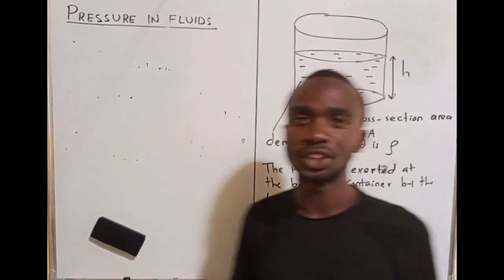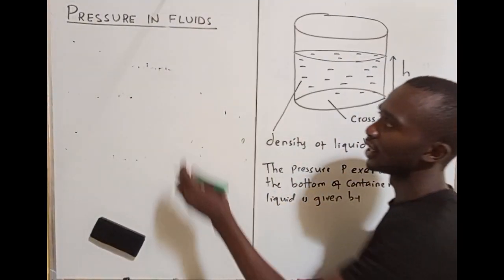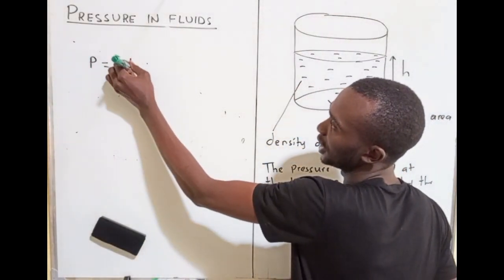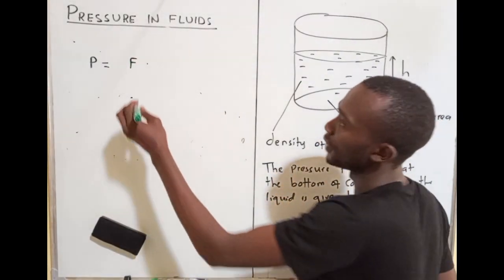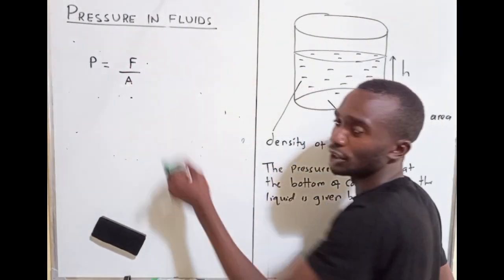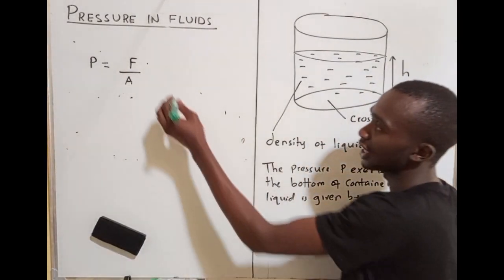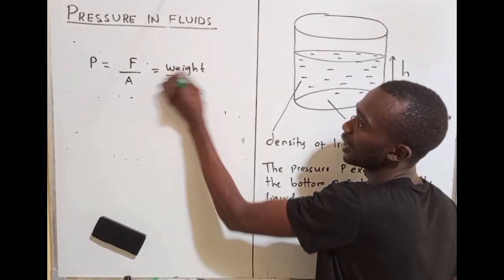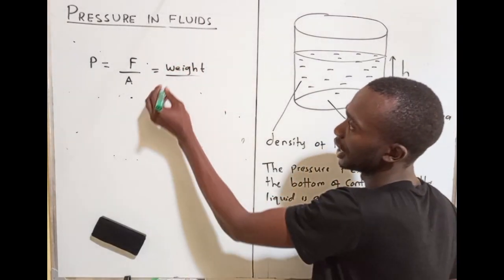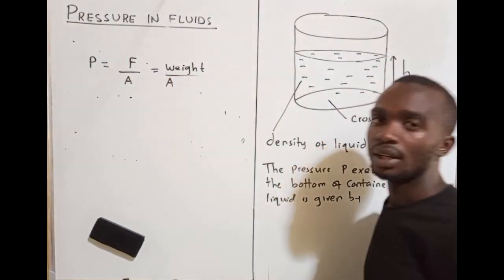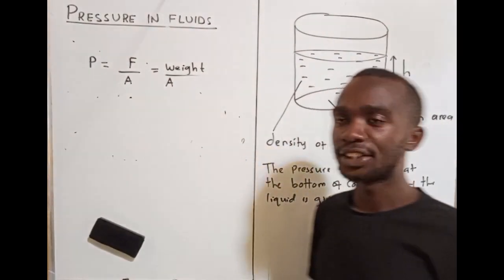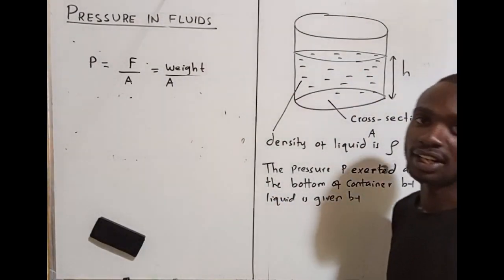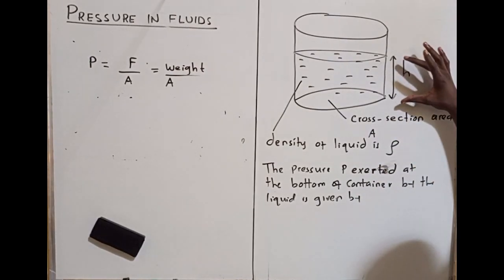Now the pressure is the force acting perpendicularly per unit area. So the pressure, which we denote by P, is equal to the force exerted by the liquid over the cross-sectional area of the container. The force exerted by the liquid in the container is the weight of the liquid, over the cross-sectional area of the container, which is area A. We have been given the density of the liquid, the cross-sectional area of the container, and also the height, the level to which the liquid is in the container.